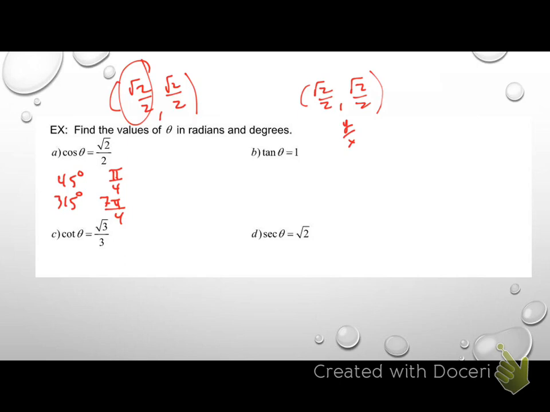In order for tangent to be a positive one, it can be when the coordinates are that or when they're both negative. So when are your coordinates both positive and your coordinates both negative? Well, again, that's going to put you in quadrant 1. So theta is going to be 45 degrees or pi over 4. Or that could also happen in quadrant 3, which is going to be 225 degrees or 5 pi over 4.